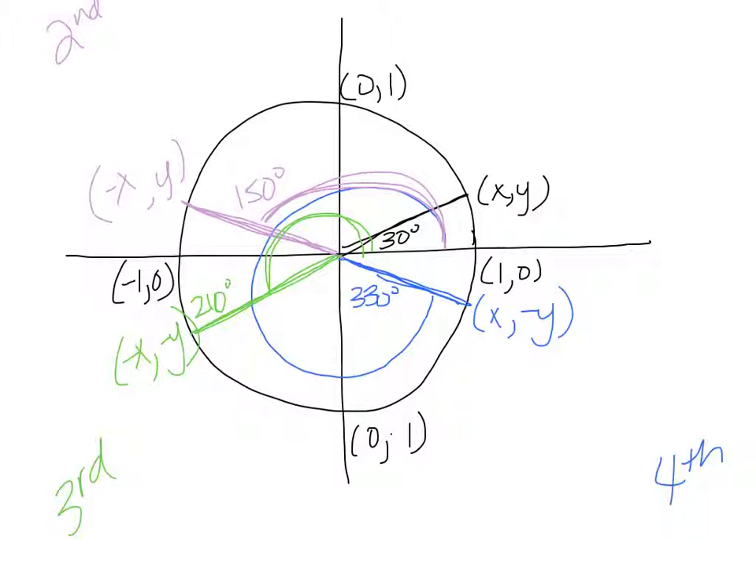All right. What angle would have a negative y value? It's already up there. What angle would give us a negative y? 330 or 210. What quadrants were those? The third and the fourth.